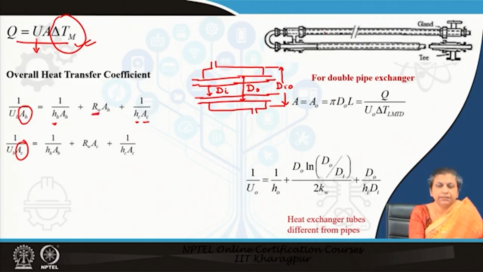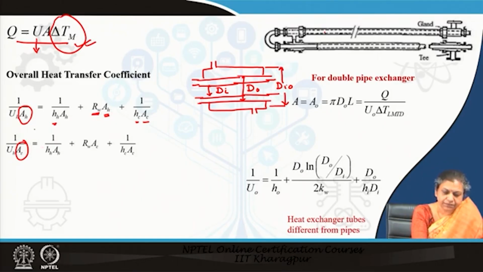and this is basically the resistance offered by the metal wall. Since here it has been defined in terms of the heat transfer area of the hot fluid, therefore R W is multiplied with A H.